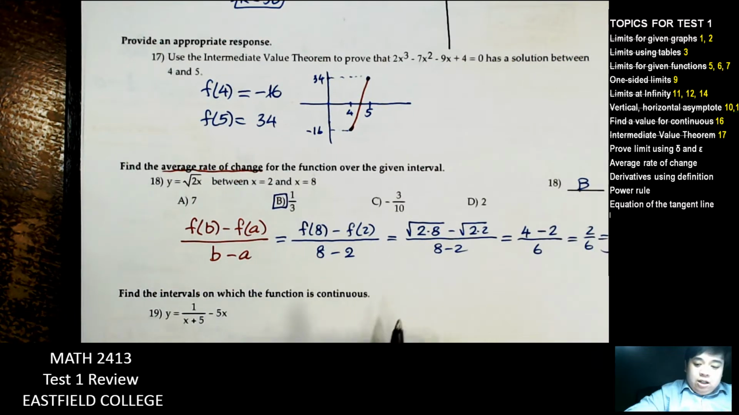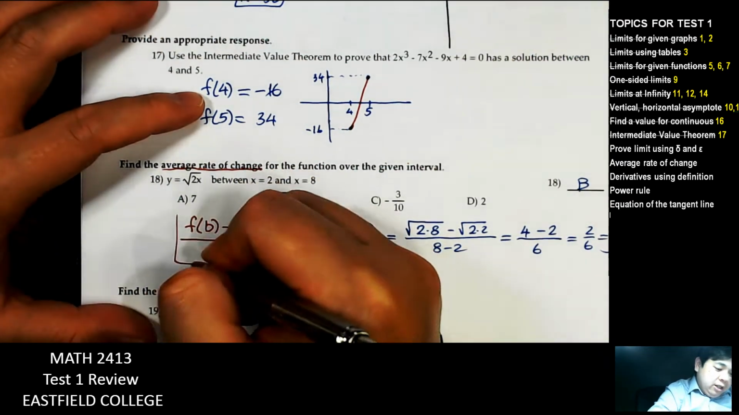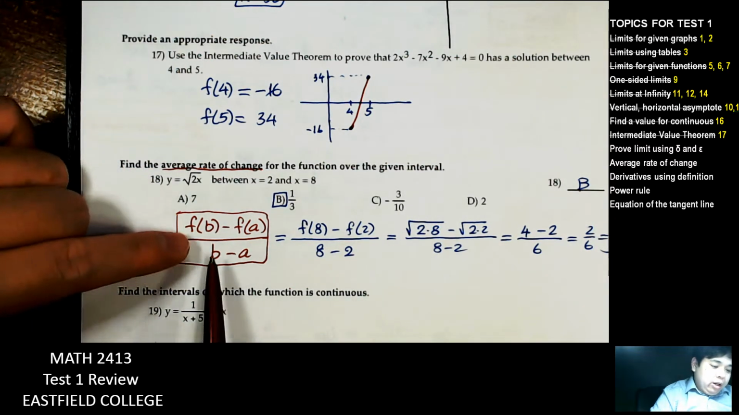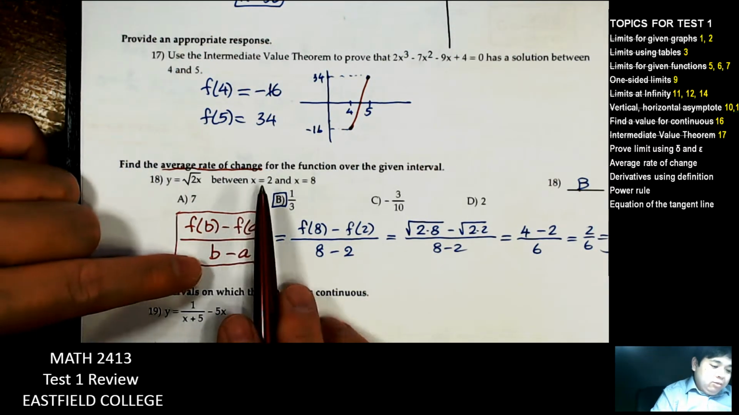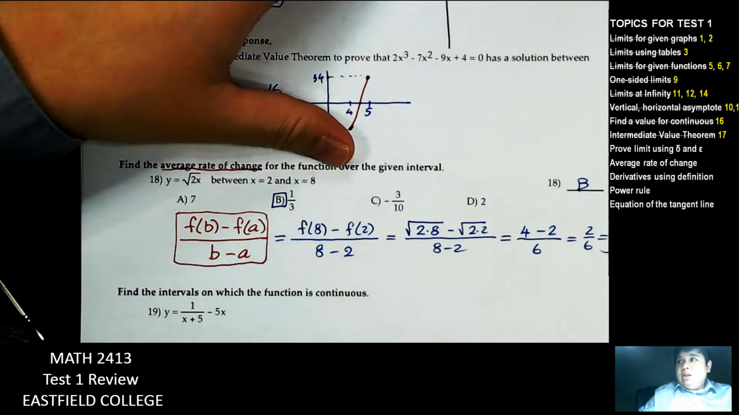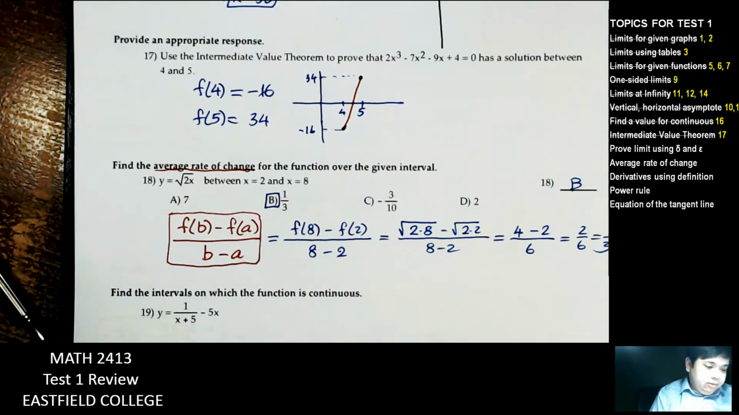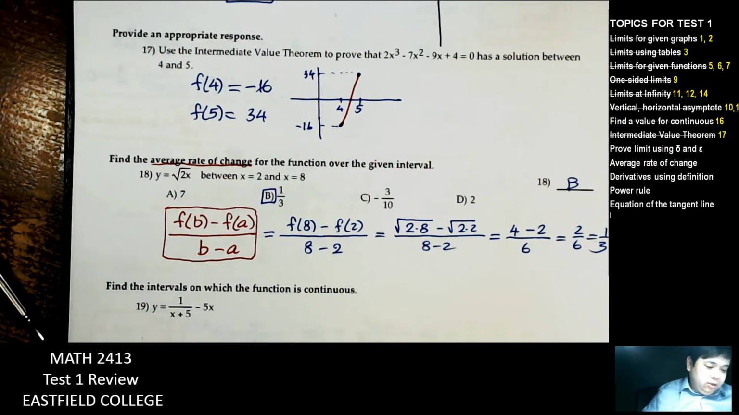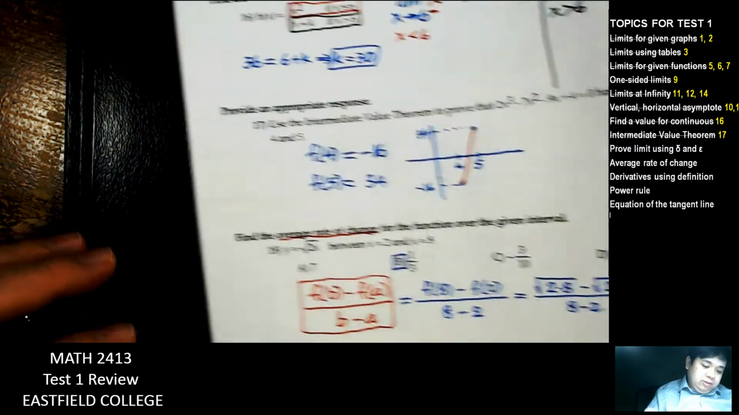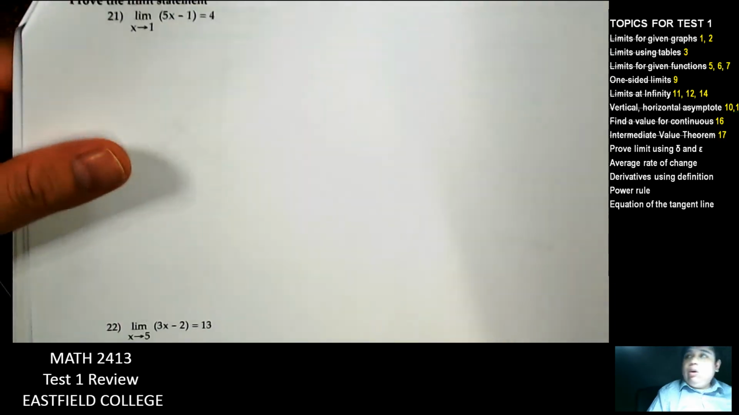So the average rate of change is this formula. It is the average rate of change of the function when x goes from one number to another. In this case, it doesn't matter which one is a and which one is b. We just go from one point of the function to another. Next.